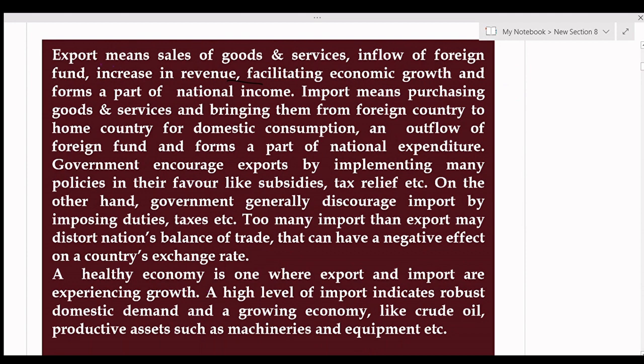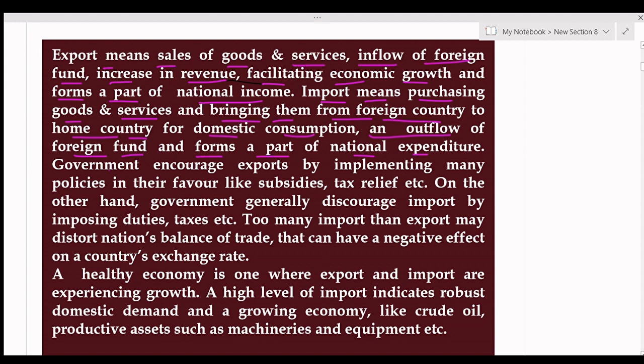Export means sales of goods and services that involve inflow of foreign fund, increase in revenue of domestic entities, facilitating economic growth, and forms a part of national income. Import means purchasing goods and services and bringing them from a foreign country to the home country for domestic consumption, which involves an outflow of foreign fund and forms a part of national expenditure.